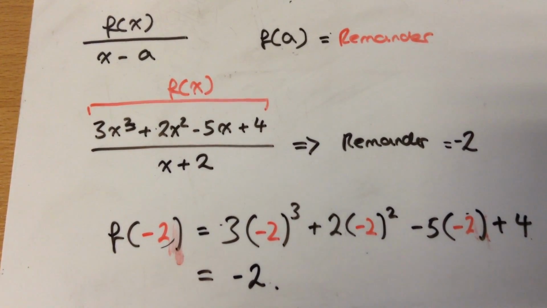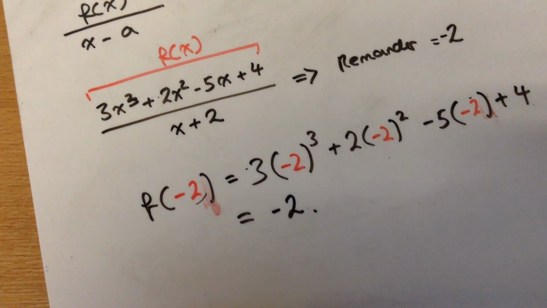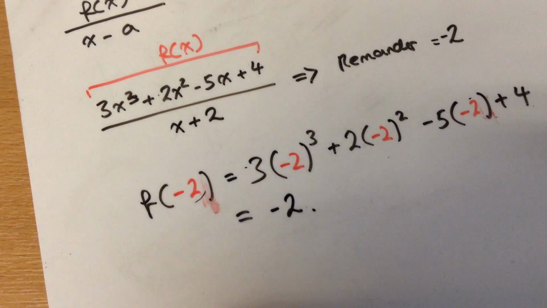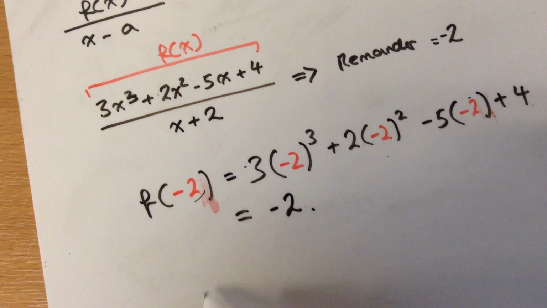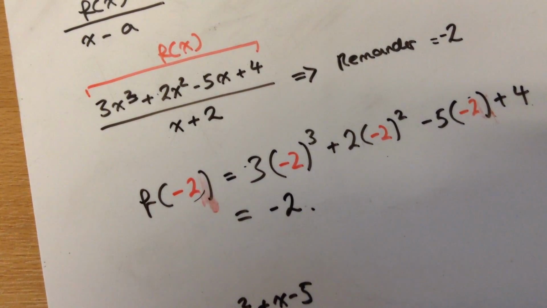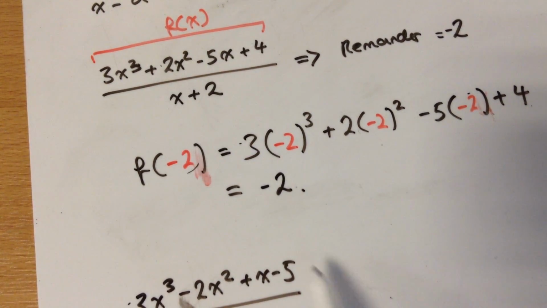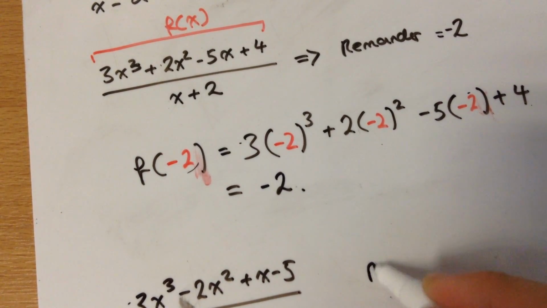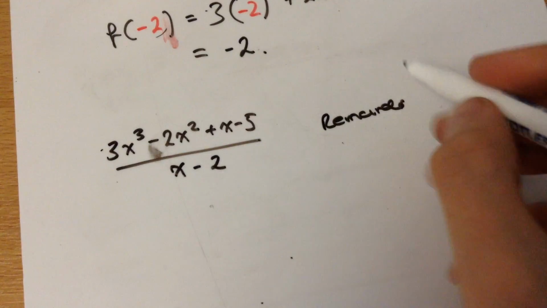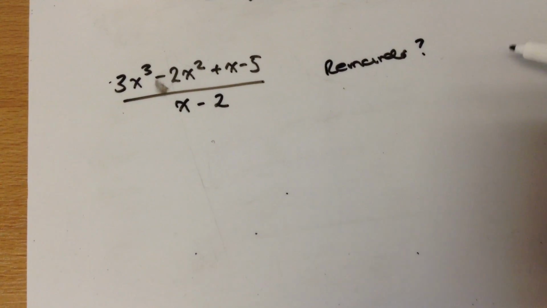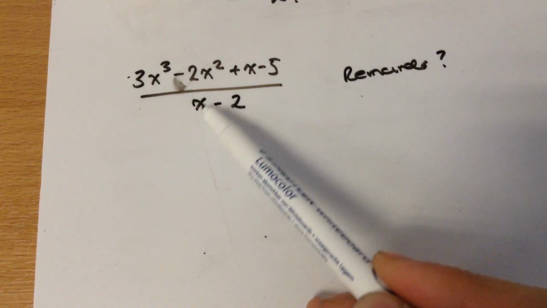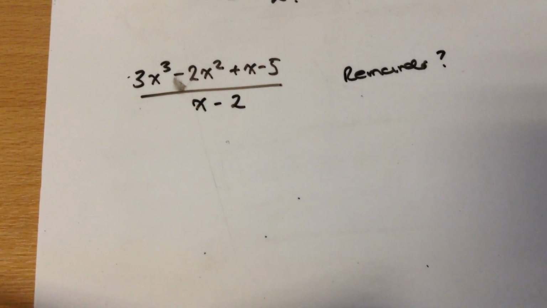So I can do another example. If I want to find the remainder of 3x cubed minus 2x squared plus x minus 5 divided by, let's say, x minus 2. Okay, so I want to find the remainder of this division. Remainder? So what I'm doing is I'm taking 3x cubed minus 2x squared plus x minus 5 divided by x minus 2, and I want to find the remainder in an easy way.